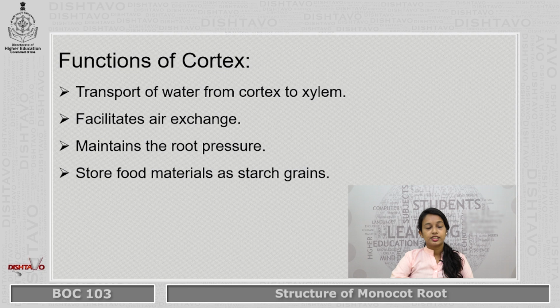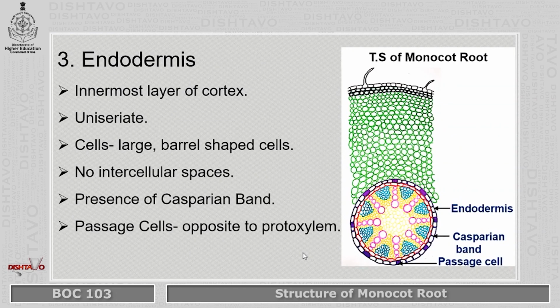Functions of cortex: it helps in transport of water from cortex to xylem, it facilitates air exchange, it maintains the root pressure and also stores food materials as starch grains. The third layer is endodermis. Here you can see in the diagram, this is endodermis.